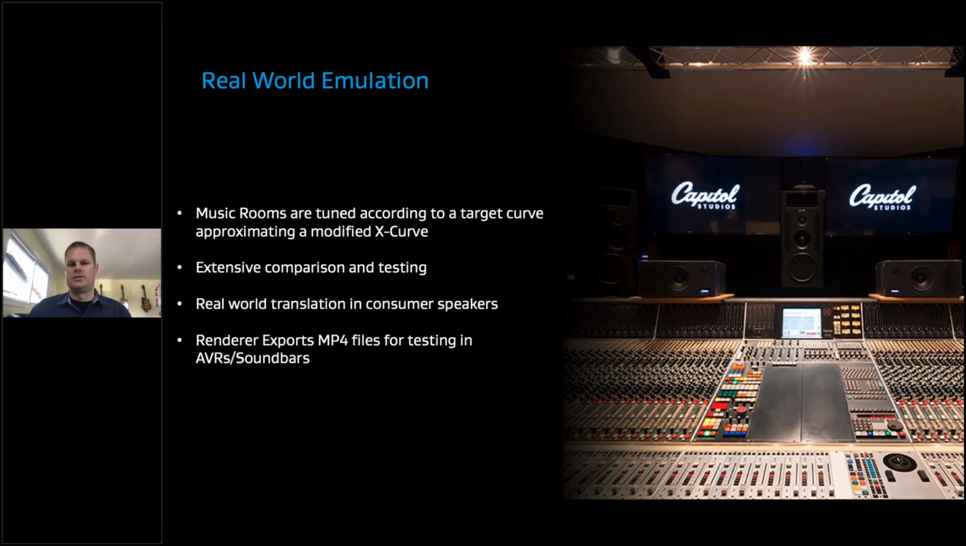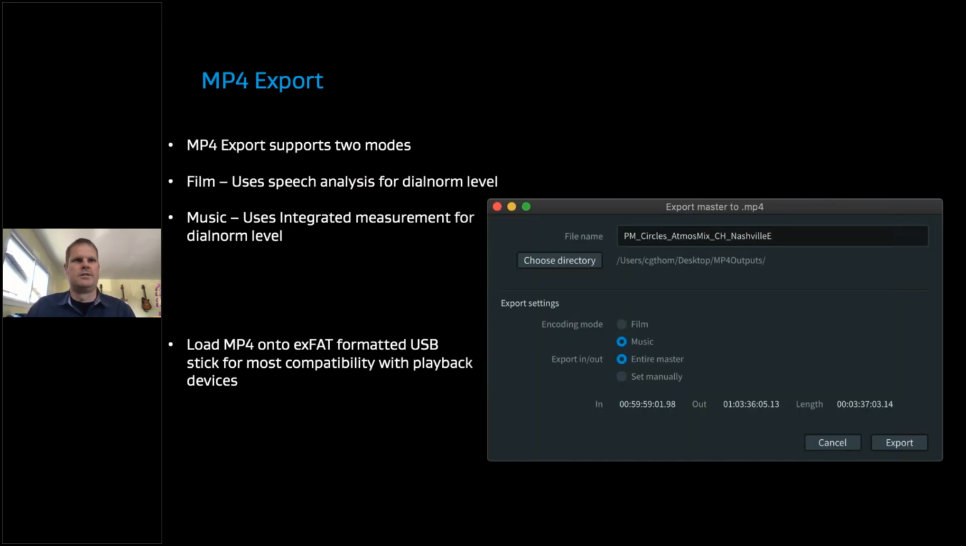So the renderer can also export an MP4, which is then compatible with the hundreds of millions of devices that are enabled for Dolby Atmos playback in the marketplace today. So that MP4 export looks like this. It supports two modes: film mode and music mode.